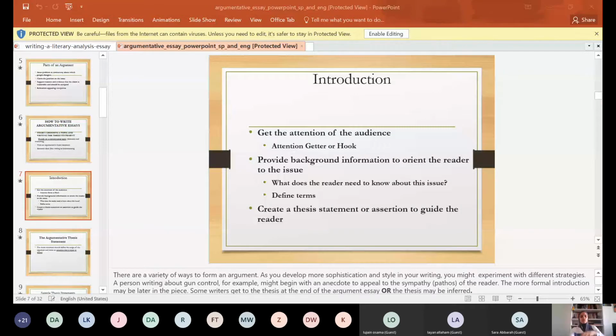Create a thesis statement. So a hook, background, thesis statement. This is the introduction. Then the argumentative thesis statement. What is this? A thesis statement should define the scope of the argument and make an assertion that is open to debate. Something can be debated. Like what? Something should be done on media bias. This is a simple thesis statement. Is this acceptable? Something should be done.